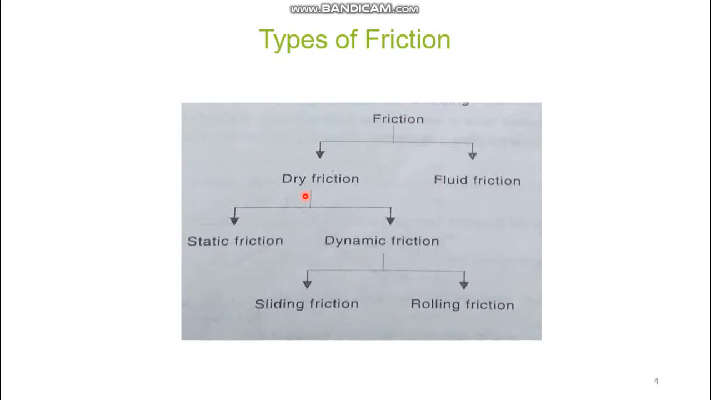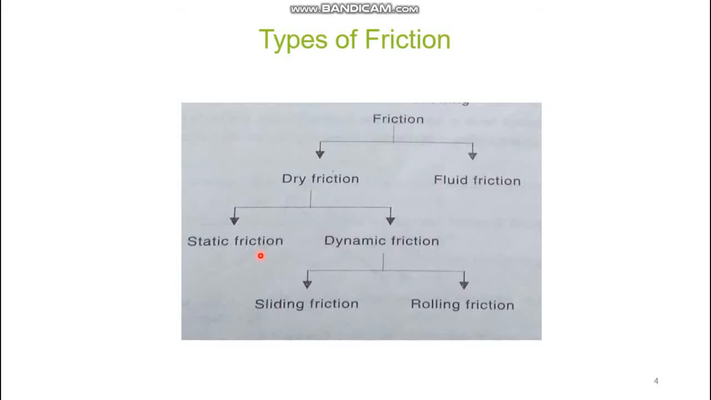Now, dry friction is broadly classified into two parts. Number one is static friction, and number two is dynamic friction. Now, what is static friction? Static friction is a force that keeps an object at rest. That means in case of static friction, no movement will be allowed. It can also be defined as the friction experienced when an individual tries to move a stationary object on a surface without actually triggering any relative motion between the body and the surface it is on.